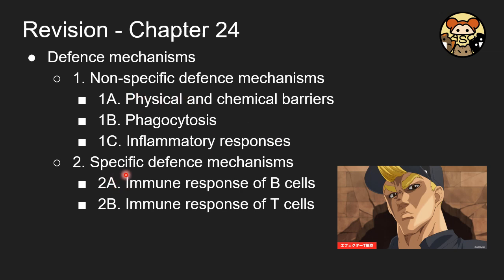The second one is called the specific defense mechanism, which involves the B cells and also T cells, because they correspond to a specific type of antigen. So we name them the specific defense mechanism, as they can respond to a particular type. Of course, there are so many types, but each of them can respond to a particular type.